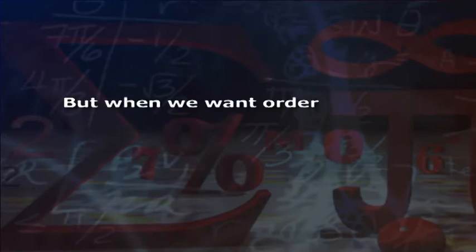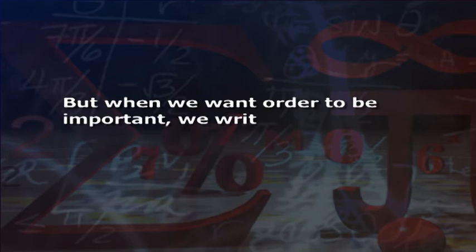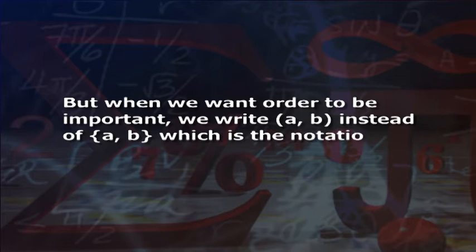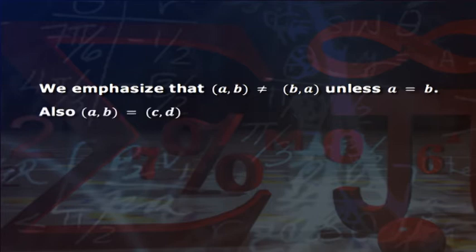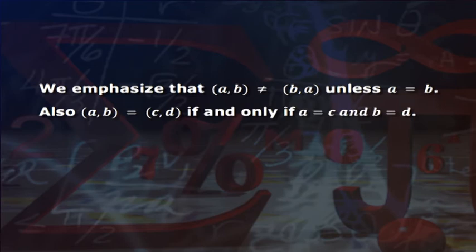We have noted that the order of elements is not important in a set, but when we want order to be important, we write round bracket (a, b) instead of curly bracket {a, b}, which is the notation for set. We call it an ordered pair. We emphasize that (a, b) is not equal to (b, a) unless a equals b. Also, (a, b) equals (c, d) if and only if a equals c and b equals d.